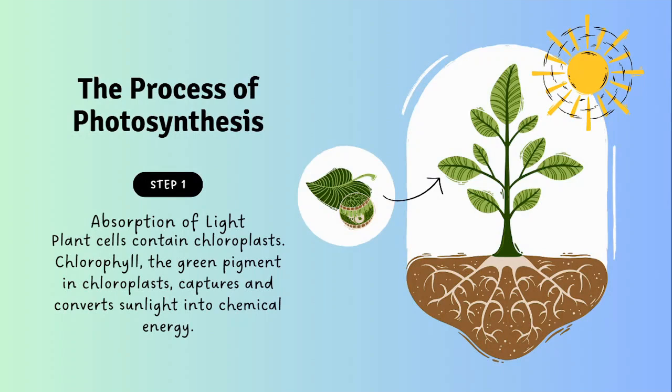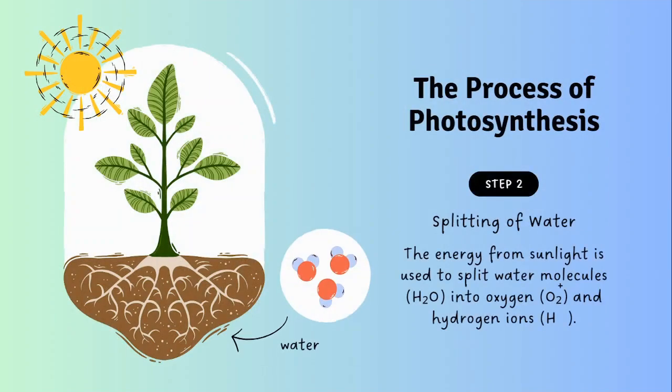Okay, so first step, what happens? Absorption of light by the plant cell containing chloroplast. Okay, so the chlorophyll, that is the green pigment present in chloroplast, captures the sunlight and converts it into chemical energy. This one is the first step, absorption of light. Then the second step, the photolysis occurs, splitting of water. Okay, so the energy from sunlight is used to split the water molecule into oxygen and hydrogen.